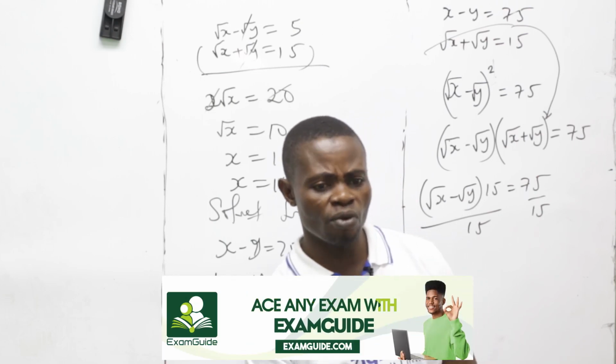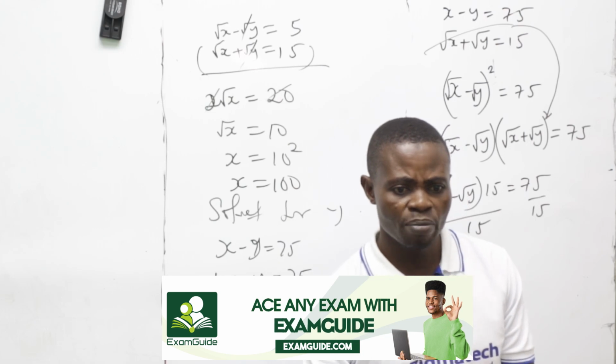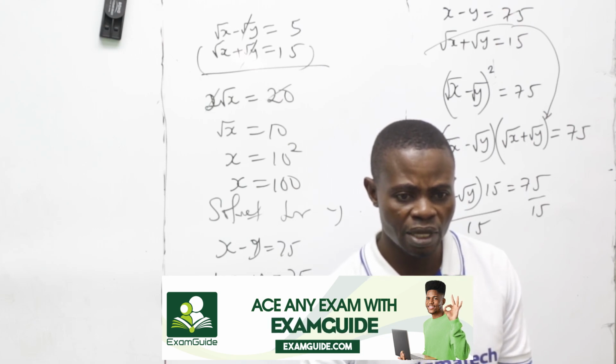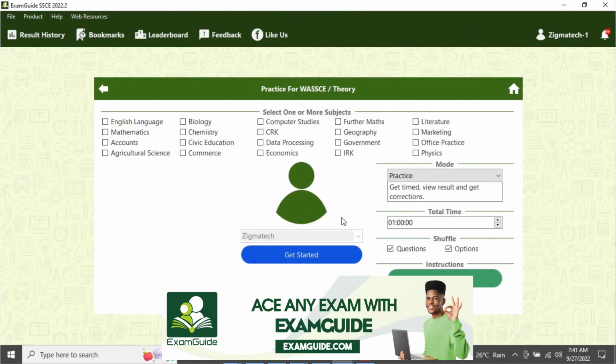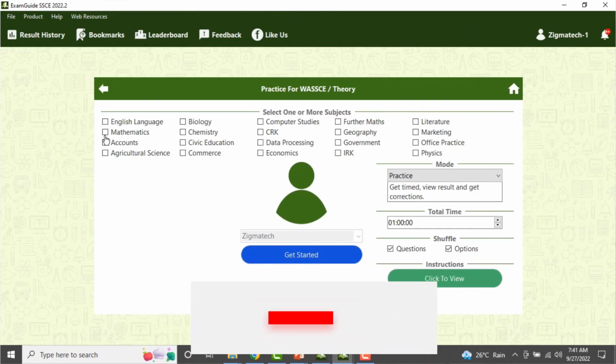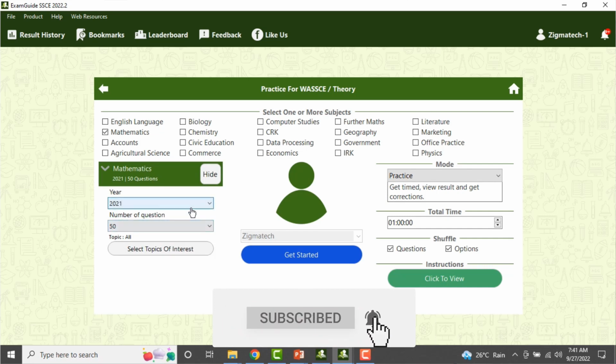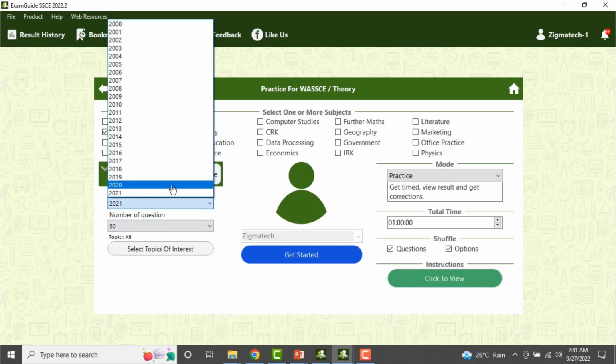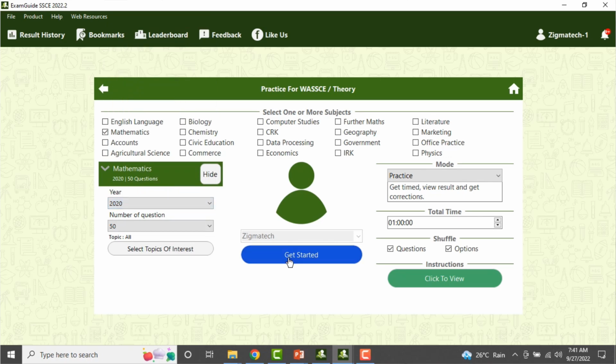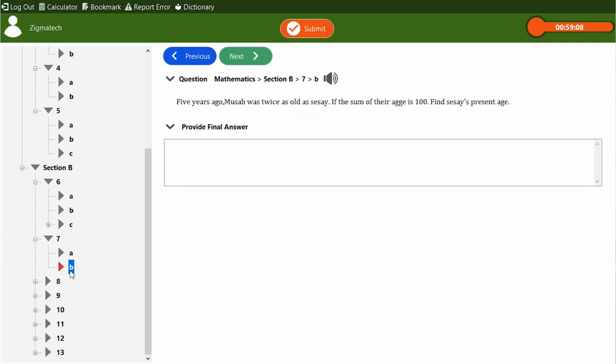Let us solve one more problem using a past question from ExamGuide. We're taking a question from 2020, Mathematics Theory, 2020. Okay, 5 years ago, Musa was twice as old as Cisse. If the sum of their ages is 100, find Cisse's present age.